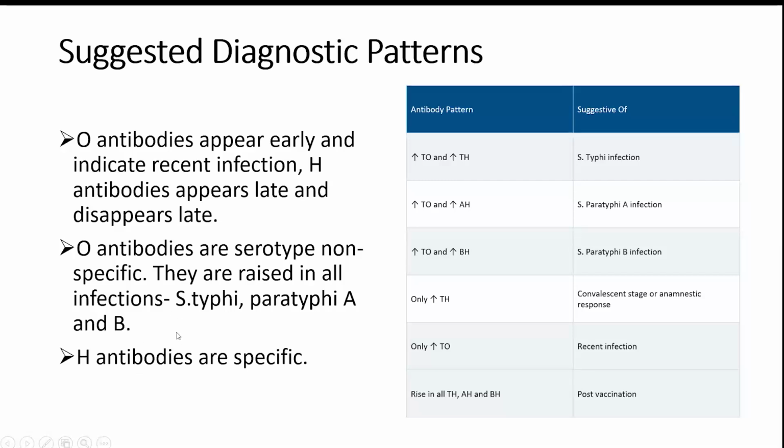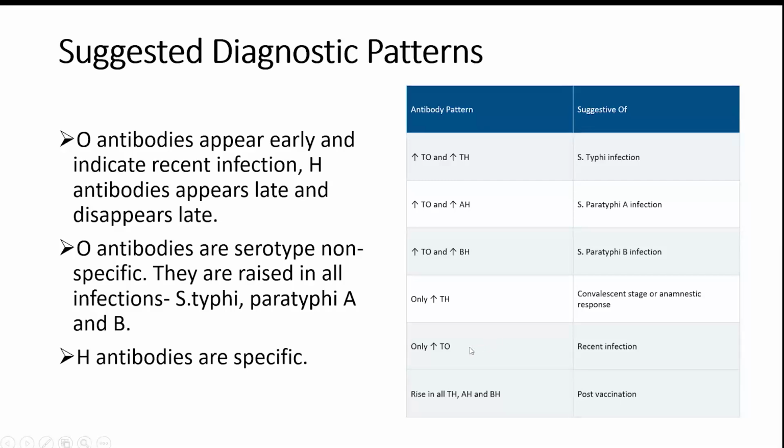So having this much understanding in mind, let us interpret the results of typhoid. TO is increased, TH is increased. That means it's a typhoid infection. TO is increased, AH means Paratyphi A H antibody has increased. That means it's a Salmonella Paratyphi A infection. TO rise, BH rise. It is a Salmonella Paratyphi B infection. Only TH rise, there is no rise in TO. That means it is either a convalescent stage, the recent stage of typhoid fever has passed, or it's an anamnestic response.